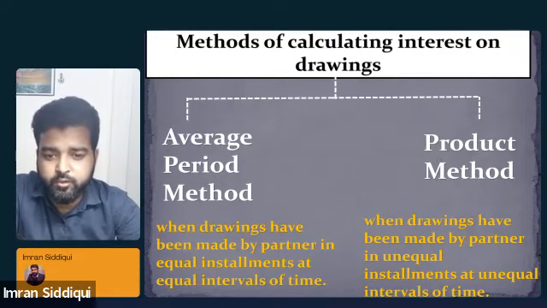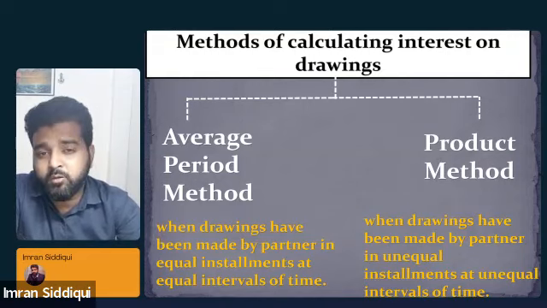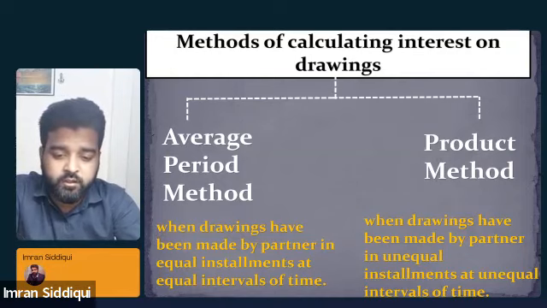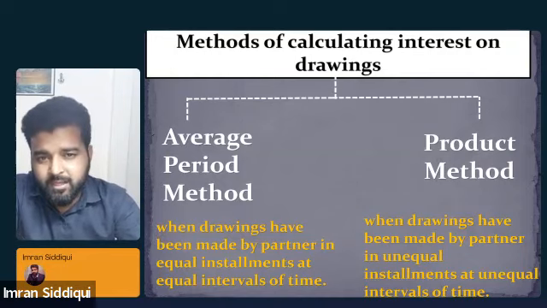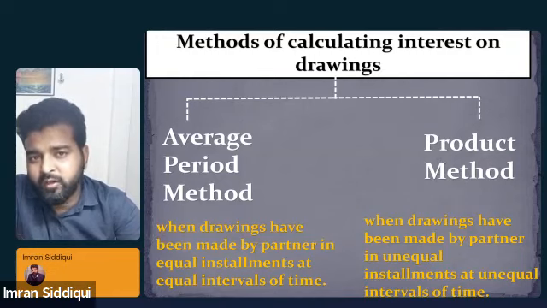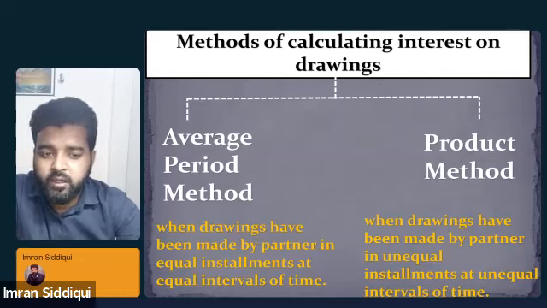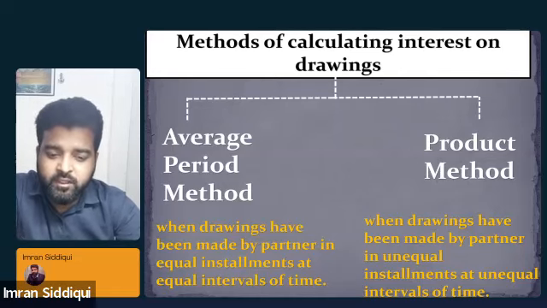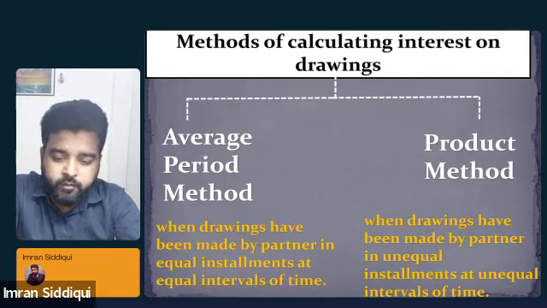Depending upon the kind of drawing made, we will apply the method. If the drawing has been made by the partner in equal installments and at equal intervals of time, that is, the same amount has been withdrawn at the same interval of time, then in that situation, the average period method will be applicable. And if either the amount of drawing is different or the interval of drawing is different, then in that situation, we'll apply the product method. You understand that? Ritika, is that clear?